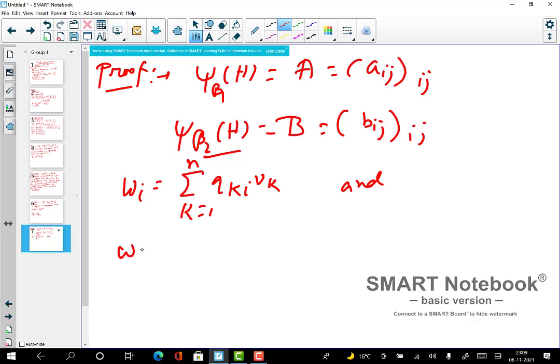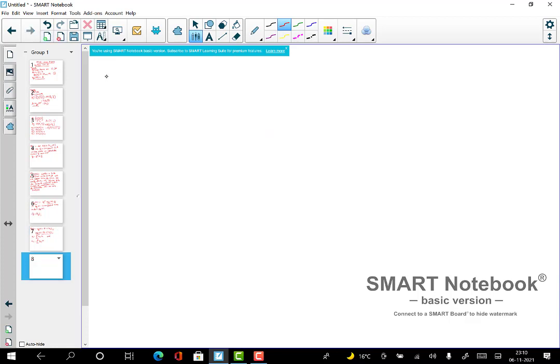So let me write down another element, omega_j, which is of the form summation of Q_rj V_r, r equal to 1 to n. With respect to this representation, now we'll compute how this will look. So what is the ith row and jth column entry of B? This is B_ij, and B_ij has to be H evaluated at omega_i, omega_j.